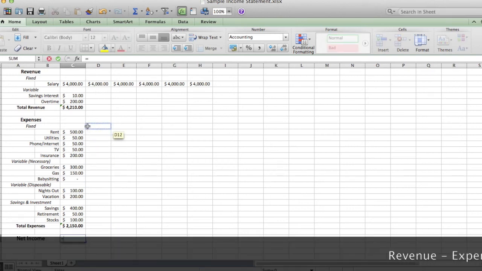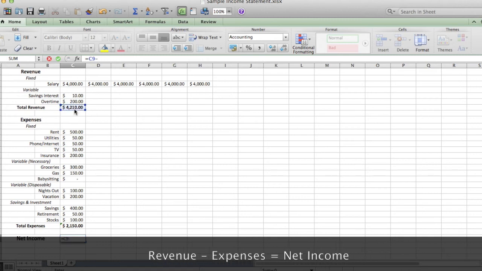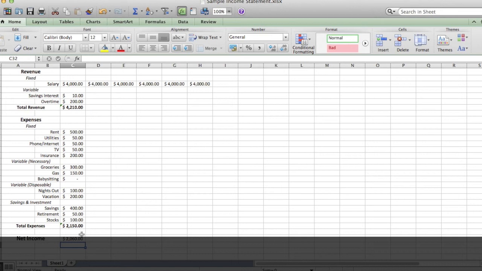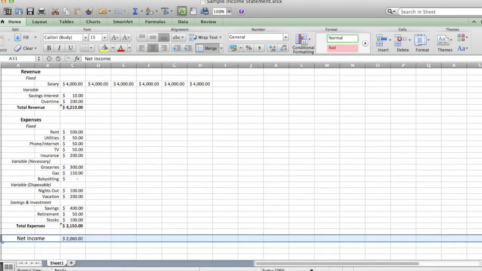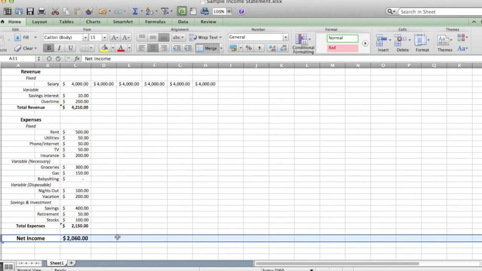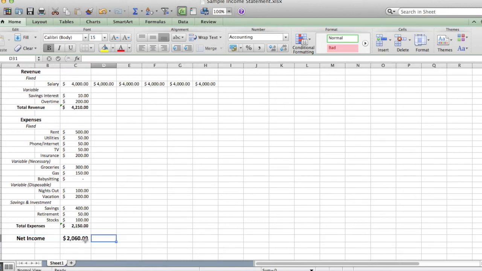Then the formula is revenue minus expenses equals net income. That net income number is the total amount that we are seeing positive or negative. The number here is positive. That means we did well this month. We have leftover cash. That means that you probably should add a little bit more to the savings category, but that's for a different lesson.